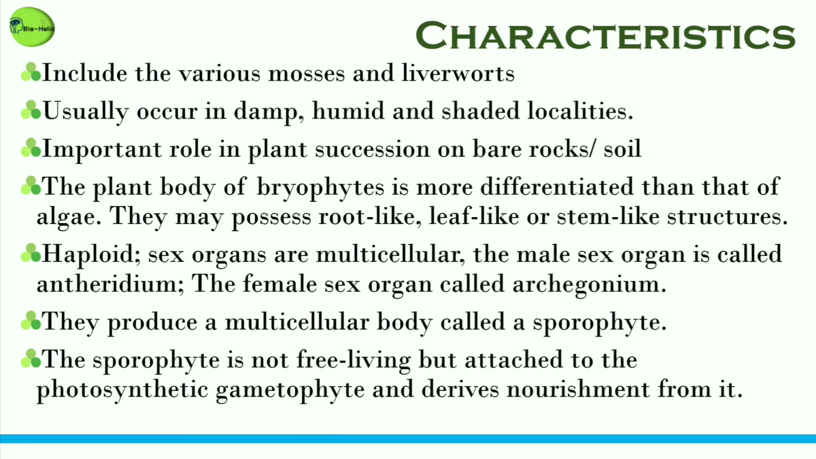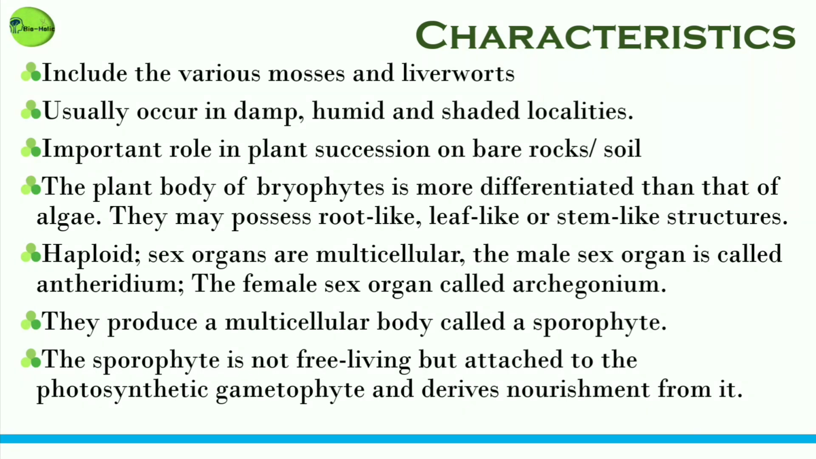So the bryophytes include the various mosses and liverworts that are found commonly growing in moist shaded areas, damp areas or hill areas. And they play an important role in plant succession on bare rocks or soil. Now the plant body of bryophytes is more differentiated than that of the algae. It is thallus-like and prostrate or erect and attached to the substratum by unicellular or multicellular rhizoids. They lack true roots, stems or leaves, so they may possess root-like, leaf-like or stem-like structures.